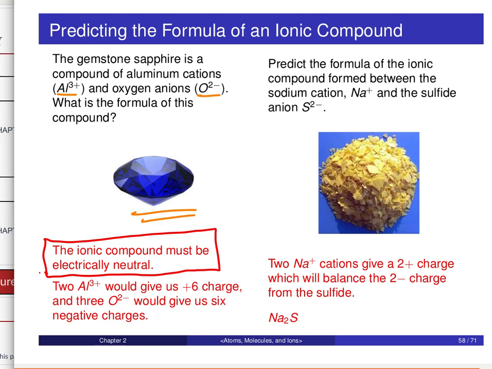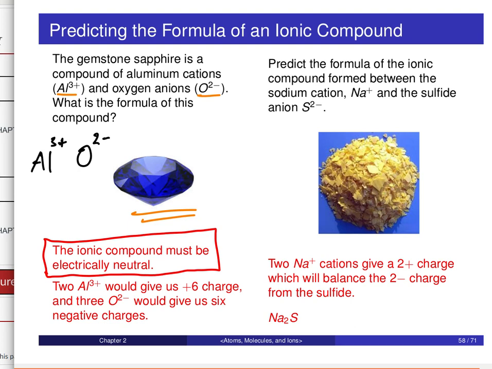So what we need to do then is predict the ratio of aluminum and oxygen atoms that are required in order to give us this neutral bulk matter. To do that, what I like to have the students do is actually write out, and you can write it out here, we'll do it in black, both of these ions with their charges.